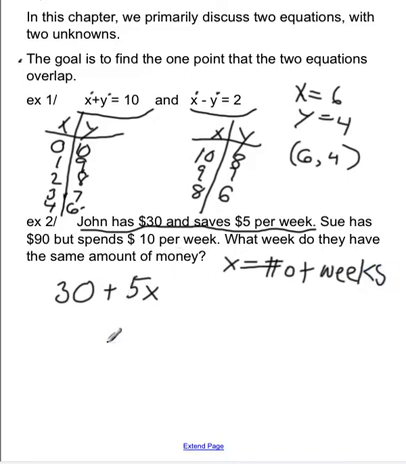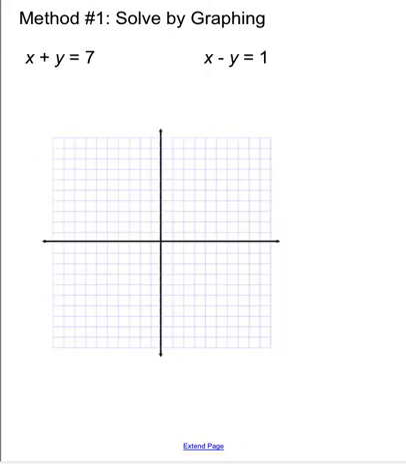Okay, so that's John. And then Sue has $90, but she spends, meaning minus, $10 per week. So that's Sue's money, and that's John's money. And I want to know when they're the same. Well, I'm going to spend a lot more time on that in mixture problems, which is later on in the chapter. So right now I'm going to move on to the next page to show you our first method.